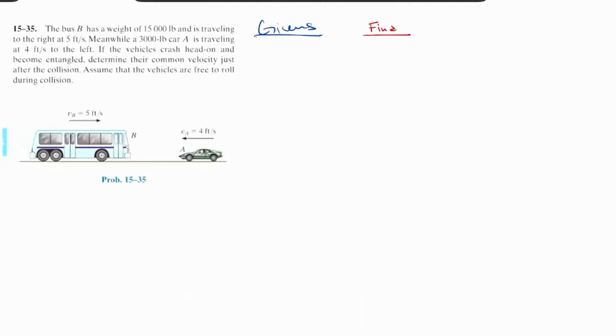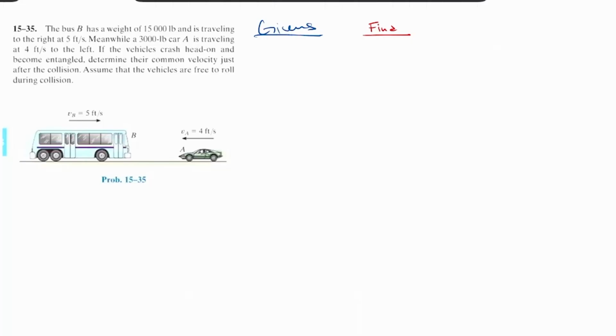Okay, so this is a good problem. So we have a bus and a car, also notice they're going to collide. So the bus has a weight of 15,000 pounds and is traveling to the right at 5 feet per second. Meanwhile, the 3,000 pound car is traveling at 4 feet per second to the left. If the vehicles crash head on and become entangled, determine their common velocity just after the collision.